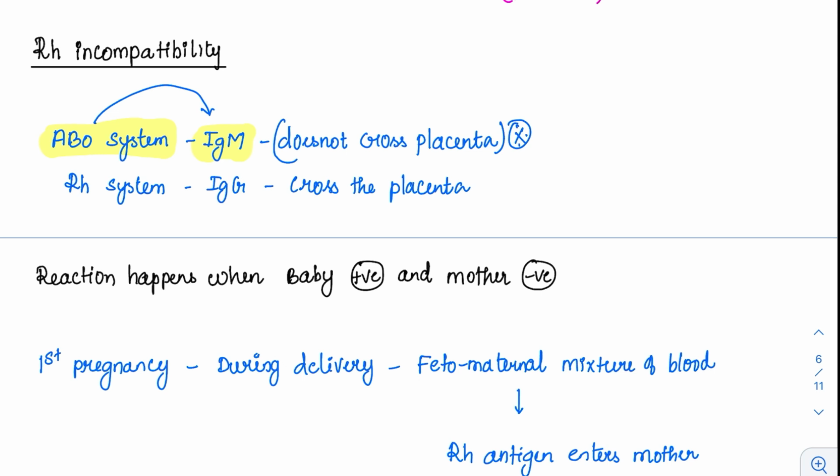But coming to the RH system, it creates a problem. Why does it create a problem? Because it is made up of IgG immunoglobulins, which can cross the placenta. Whenever this crossing over happens in the placenta, it can lead to some dangerous disease in the fetus. That is why the RH system is important. Even before matching the astrology, my suggestion would be to match the blood group at least, so that there are no severe reactions in the mother and the baby.